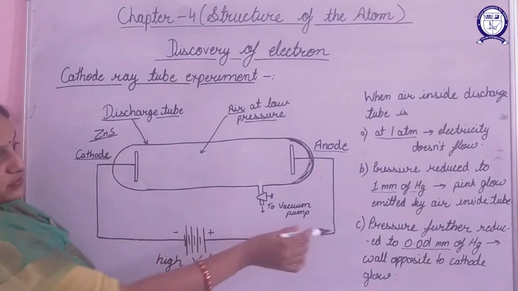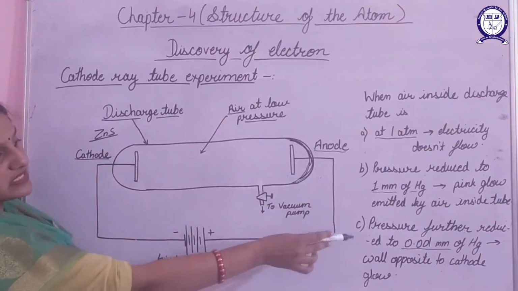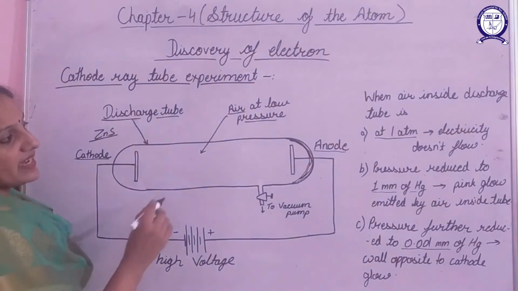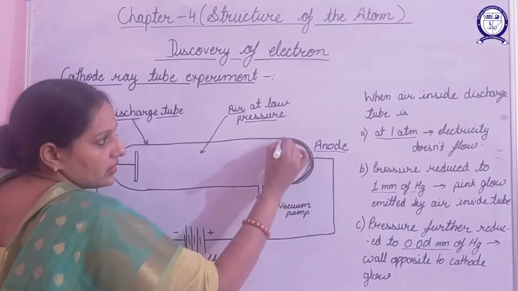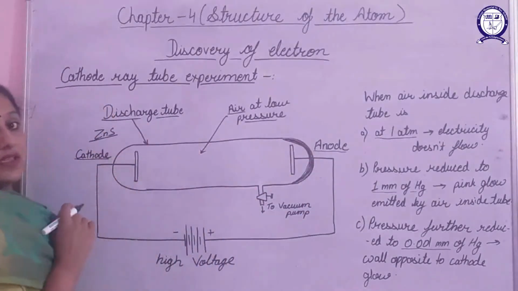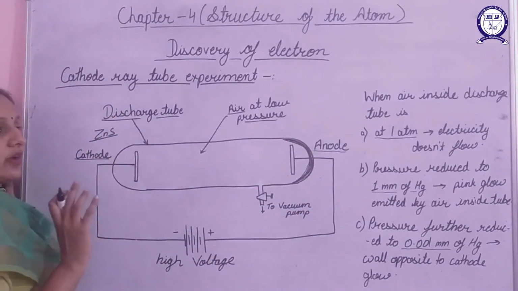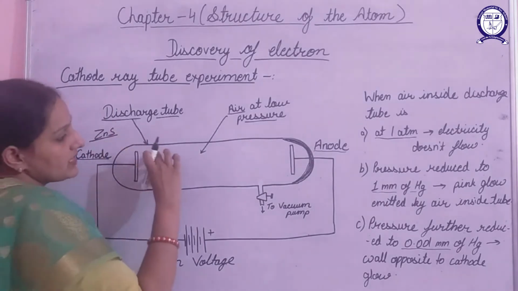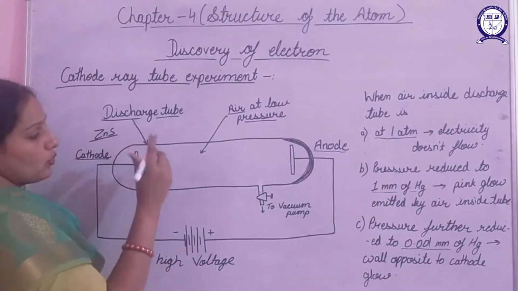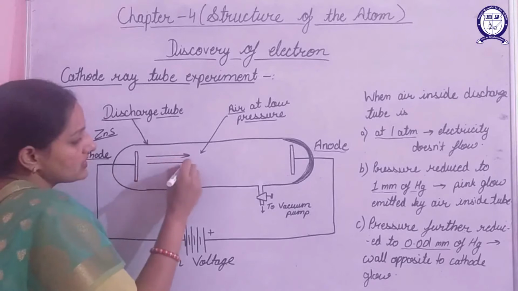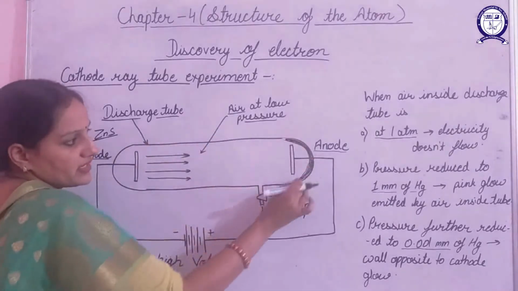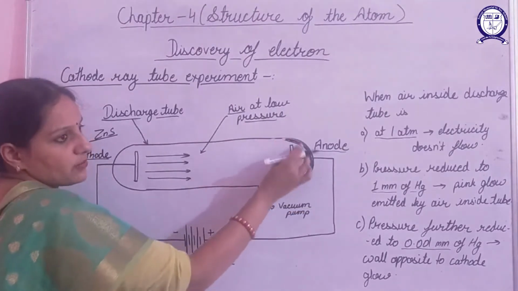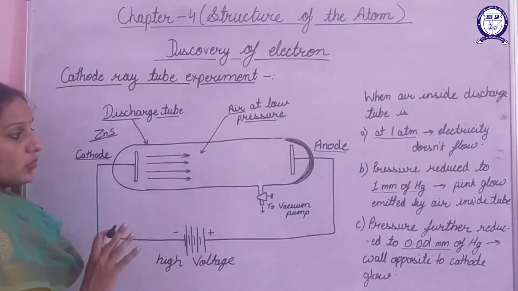So when the pressure was further reduced to 0.01 mm of Hg, at that time a green color glow was observed at the wall behind this anode. So what was concluded from that? That might be something was ejected by this cathode which was moving towards the anode, because of which these particles, when they strike this opposite layer, it starts to glow.